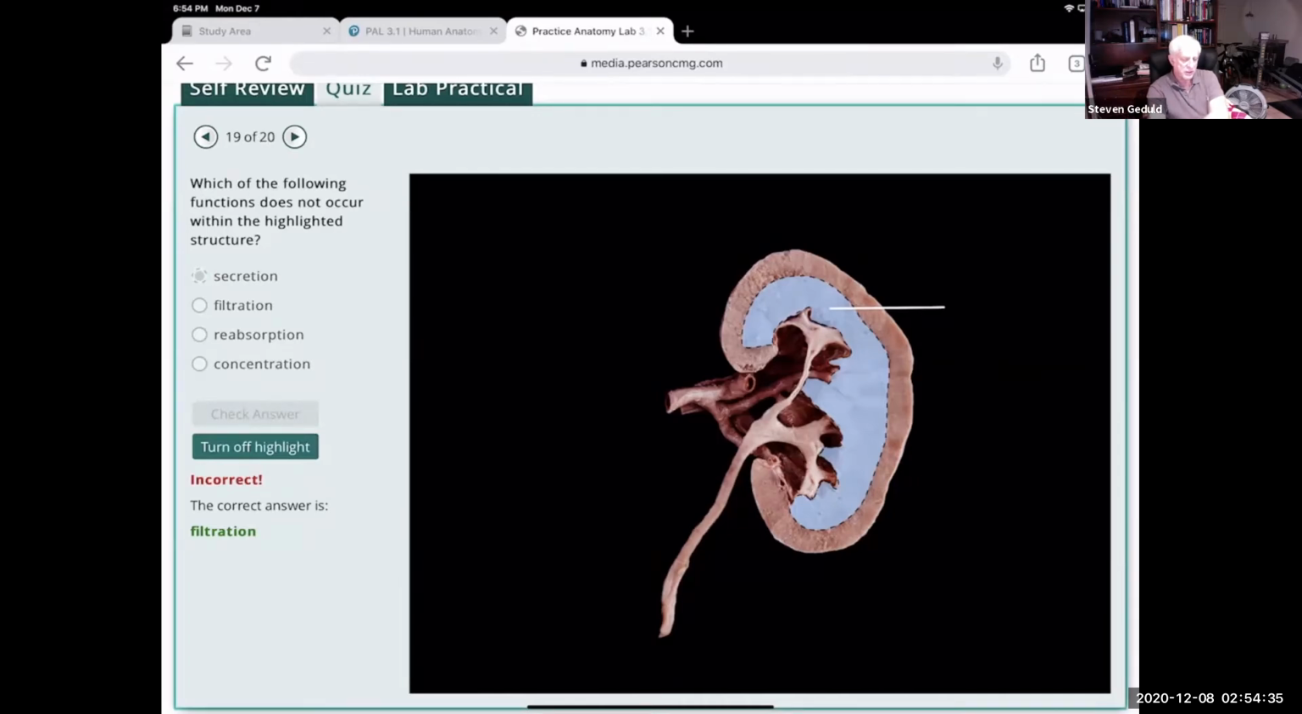I'm trying to think. Filtration occurs in the nephron, but some of the nephrons, like the juxtamedullary, extend to the medulla. So I don't think that's a good answer either. Secretion doesn't occur in the nephron, but secretion occurs going into the minor calyces from the medulla. So there's your secretion. Filtration occurs in the nephron loops, resorption occurs in nephron loops, and concentration occurs in the nephron loop when water is taken out of it, which is your descending convoluted tubule. So I think all four occur in the medulla.